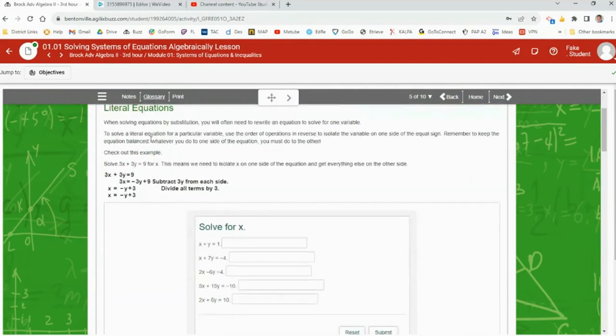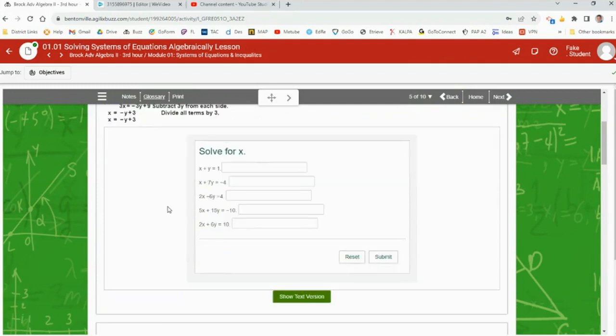So to solve a literal equation for a particular variable, use order of operations to isolate the variable. So in other words, if we have 3x plus 3y equals 9, and we want to use it as substitution, we need to get the x by itself or the y by itself, either way. So in this case, we take 3x plus 3y, we subtract 3y from both sides, then we divide everything by 3, and it ends up with x equals negative y plus 3.